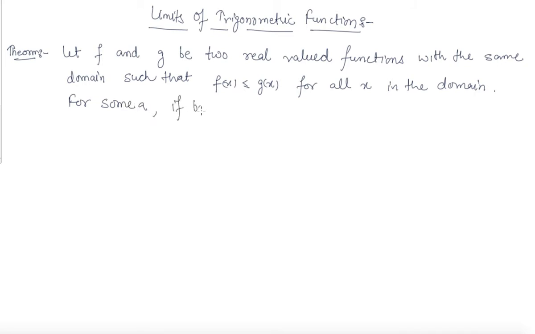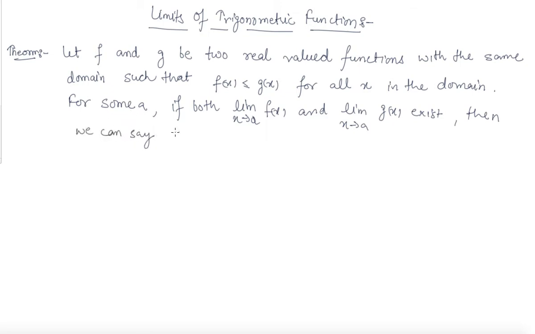if both limit x tends to a f(x) and limit x tends to a g(x) exist, then we can directly say that limit x tends to a f(x) will always be less than or equal to limit x tends to a g(x). Okay, so this is the theorem, students.